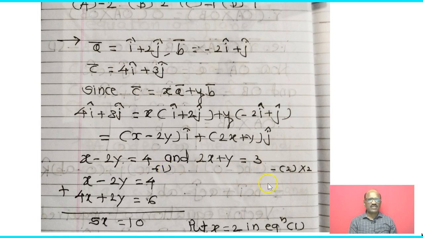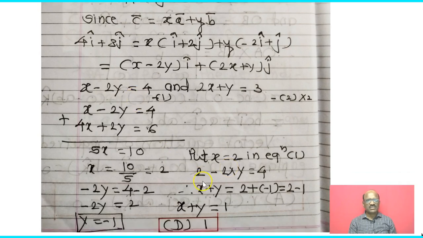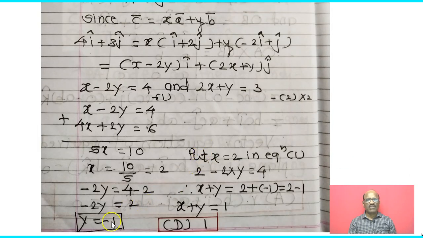This is equation number 1, and equation number 2 multiplied with the 2, and add these two equations. That is, x minus 2y equals 4. This is multiplied with the 2, that is 4x plus 2y equals 6, and add these two equations. Then 5x equals 10. Therefore x equals 2. Put x equals 2 in any one of these equations. You will get the value of y, which is minus 1, and hence option D is the correct one.